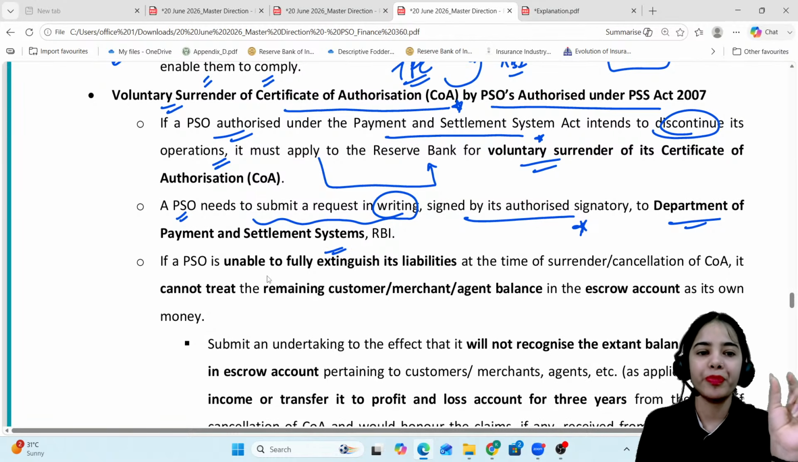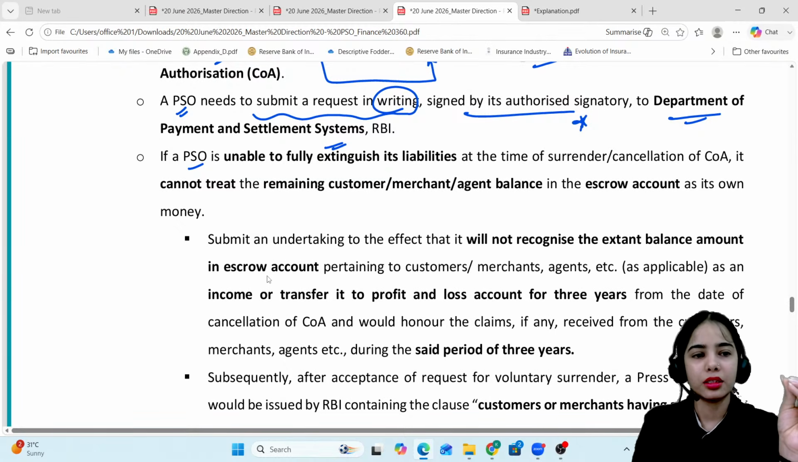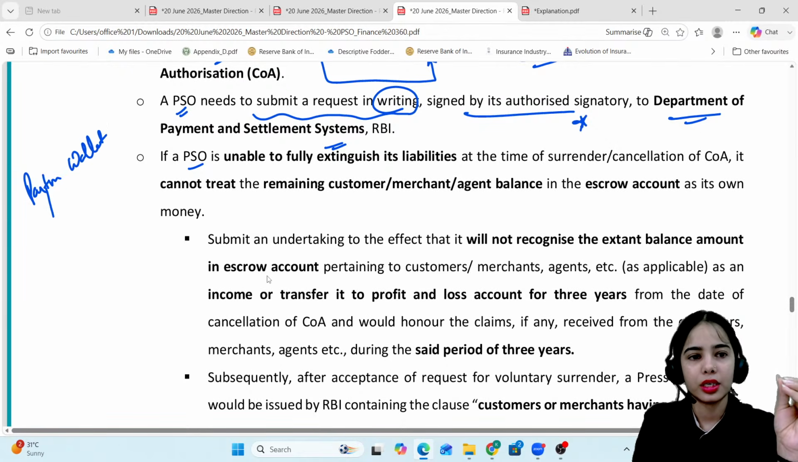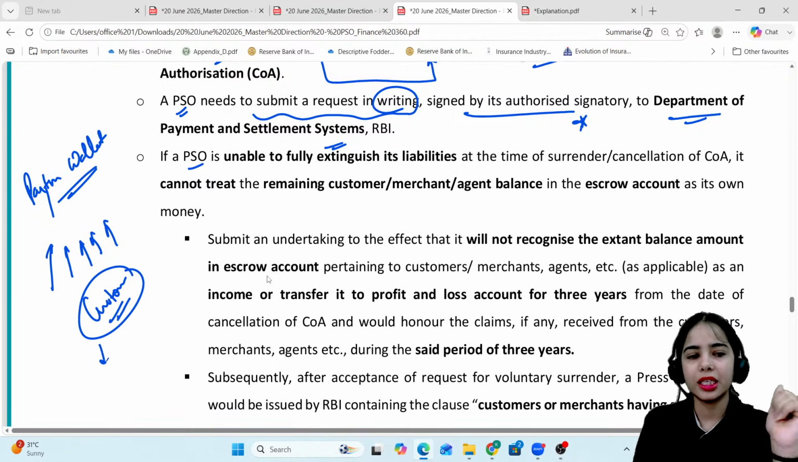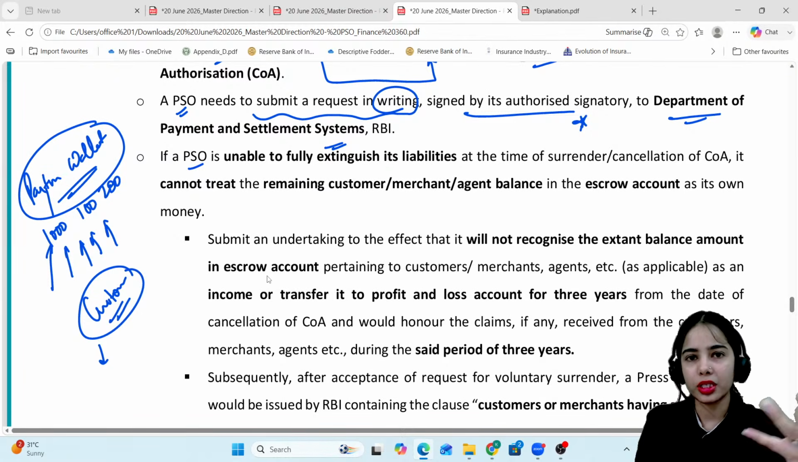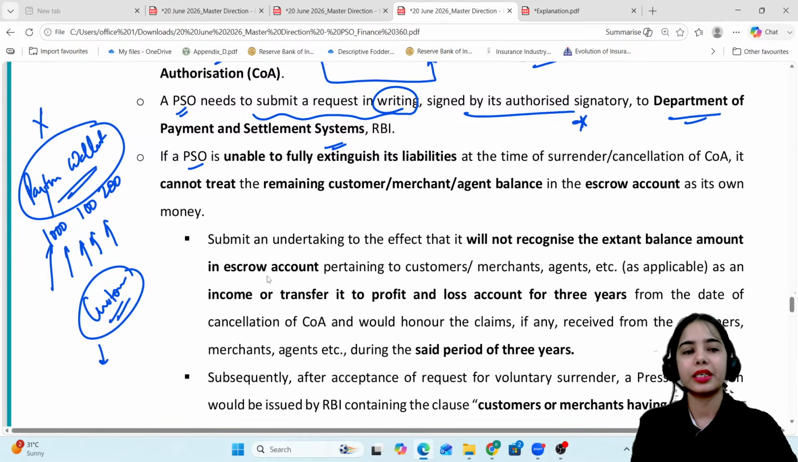Okay, if a PSO is unable to fully extinguish its liability, let's say the Paytm wallet is there, that used to take the money from the customers, like we used to keep our money in the Paytm wallet. Let's say I'm keeping 1,000 rupees, someone is keeping 100 rupees, someone is keeping 200 rupees in the Paytm wallet. That was the digital wallet that the public can use. Now its registration or authorization is getting cancelled.